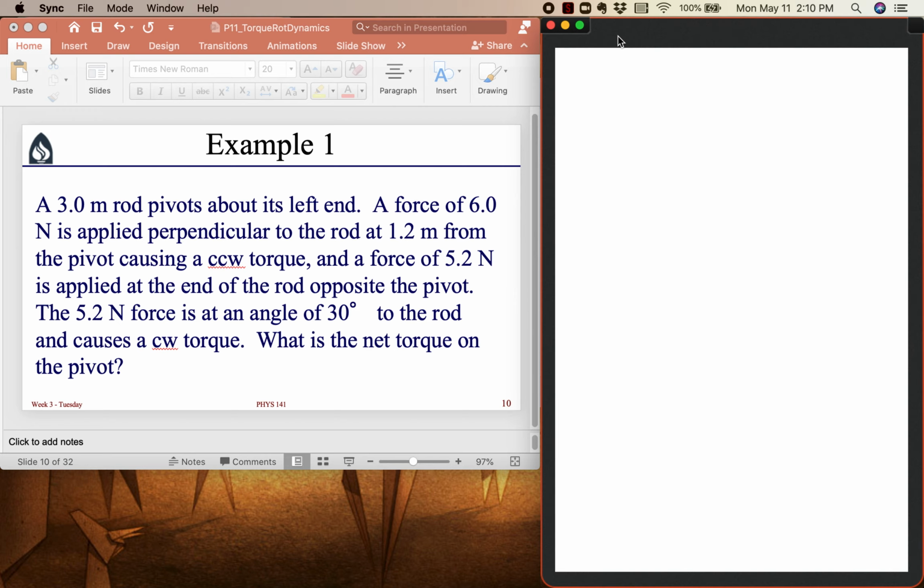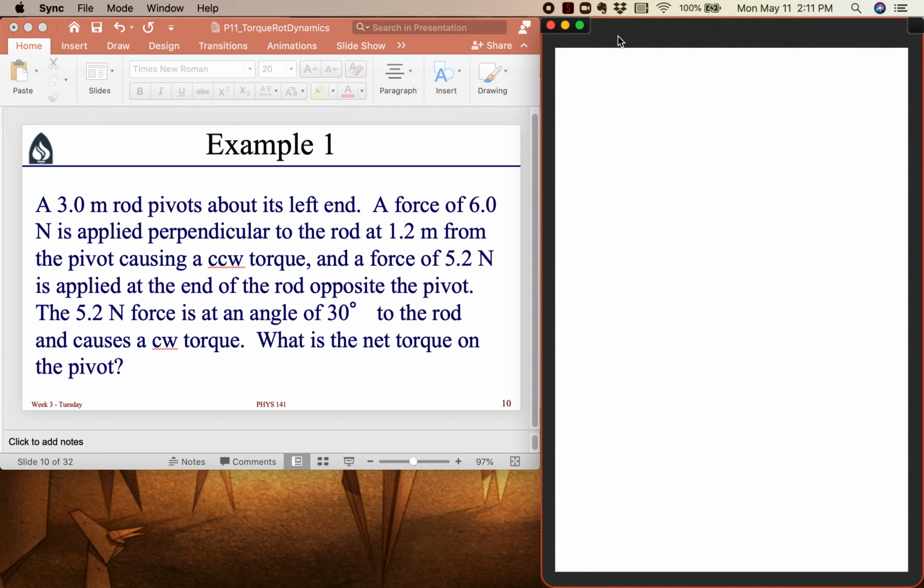So next, let's take a look at this example problem. We have a 3-meter rod which pivots about its left end. A force of 6 newtons is applied perpendicular to the rod at 1.2 meters from the pivot, causing a counterclockwise torque. And a force of 5.2 newtons is applied at the end of the rod opposite the pivot. The 5.2 Newton force is at an angle of 30 degrees to the rod and causes a clockwise torque. What is the net torque on the pivot?